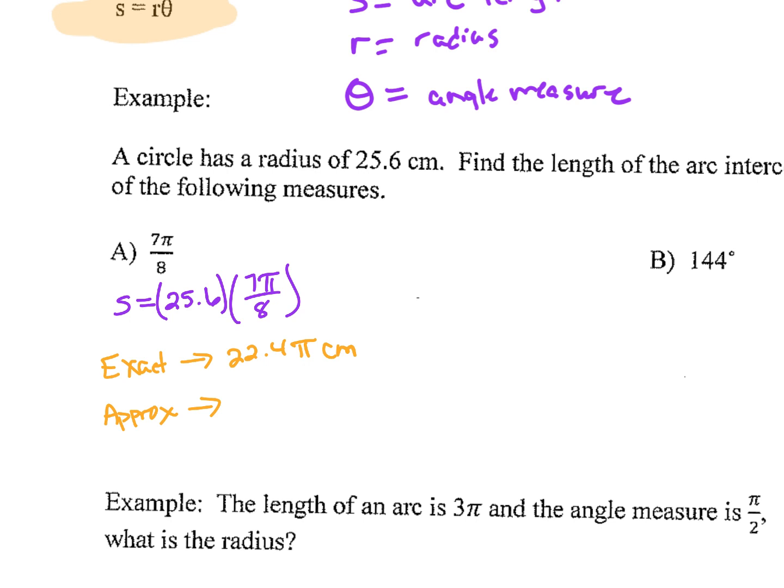Is the whole thing divided by 8, or just the 7 pi divided by 8? Well, either way, it means the same thing, because once you're combining that all together, you've got the 25.6 and the 7 in the numerator, 8 in the denominator. But then if you plug in the value for pi, so 22.4 times, remember your pi key, bottom left corner is where your pi key is. So in this example, we get 70.37 centimeters.